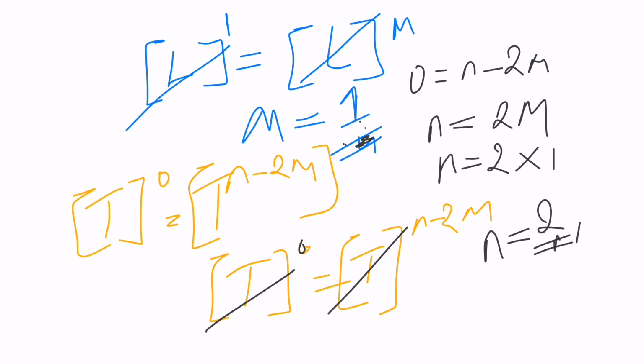So final answer, we can say n is equal to 2 and m is equal to 1. That is the answer. That's what we find in dimensional analysis. So dimensional analysis, any question they will ask you, it is simple and easy.